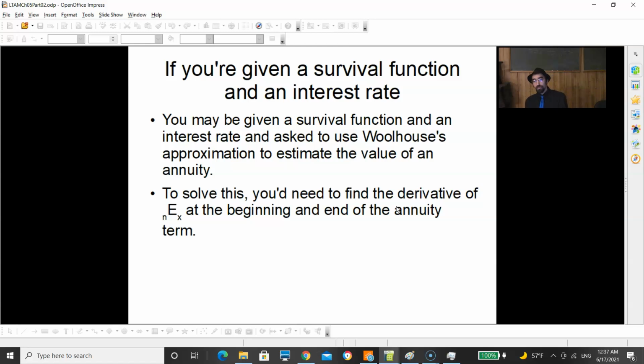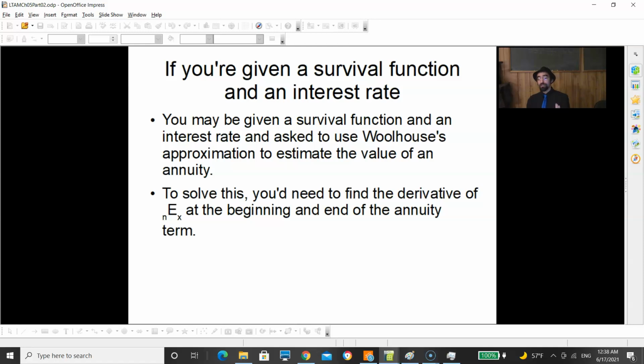The last condition you have to worry about is if you're given a survival function and an interest rate. So that means you don't just use a table, right? They don't say, here, use this table. If you're given a table or some annual values, then sure, you'll just look those up. If you're given a survival function and an interest rate, okay, so we can find the endowment figure. That's not a problem.